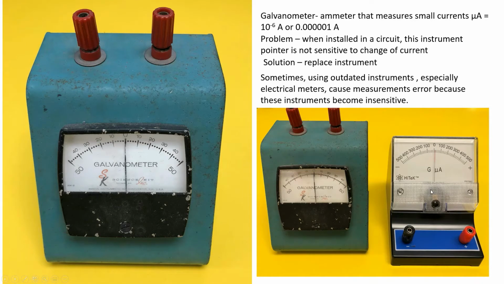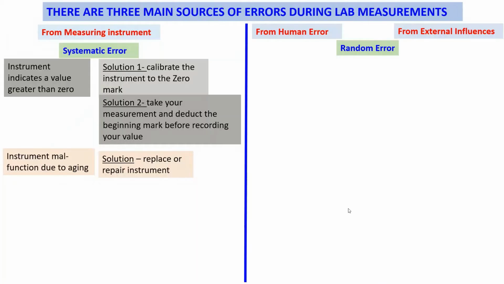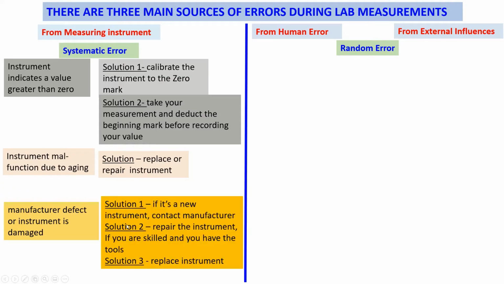Sometimes using outdated instruments, especially electrical meters, causes measurement error because these instruments become insensitive. Another source of systematic error is the manufacturer defect or the instrument is damaged. Here we have 3 possible solutions.